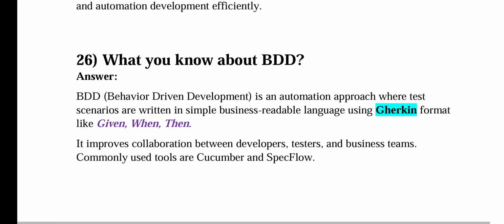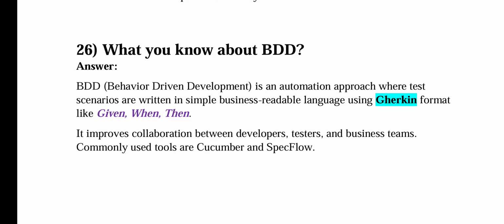Okay, so the next question goes on, what do you know about BDD? BDD is an automation approach where test scenarios are written in simple business readable language using Gherkin format, like given, when, then. It improves collaboration between developers, testers, and business teams. Commonly used tools for BDD are Cucumber and SpecFlow. Cucumber is most widely used.